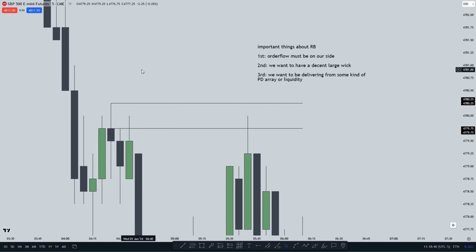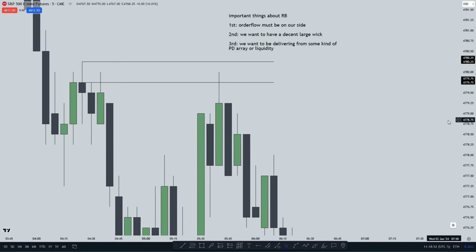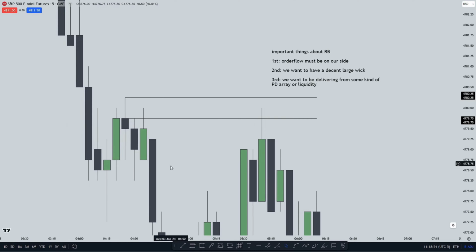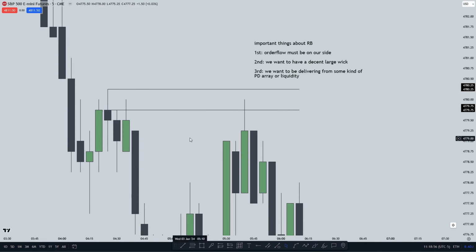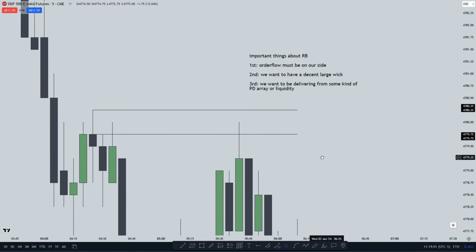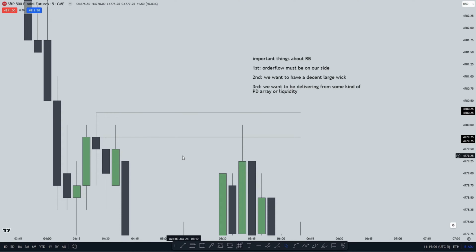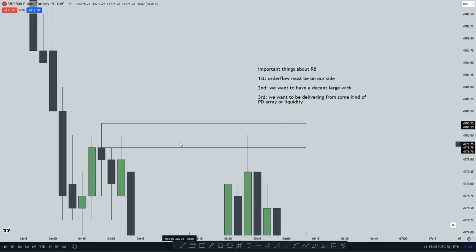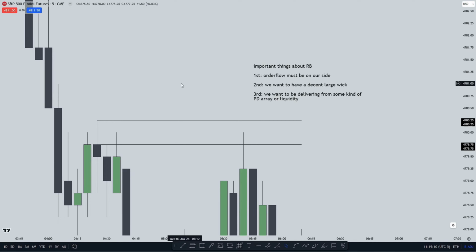And third, we want to be delivering from some kind of PD array or liquidity. So in this case, we touched a value gap, and then we start delivering from this value gap, and then we created a rejection block, and then price came up and touched this rejection block, and then we had a decent reaction to the downside. So that is some of the criteria that you want to have most of the time when looking for a rejection block, but you don't need all of them. And I would probably say the most important thing is having the order flow on your side.